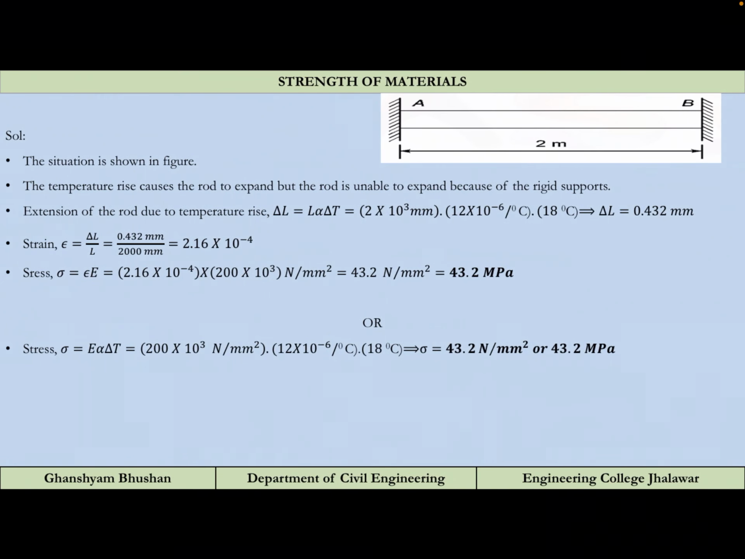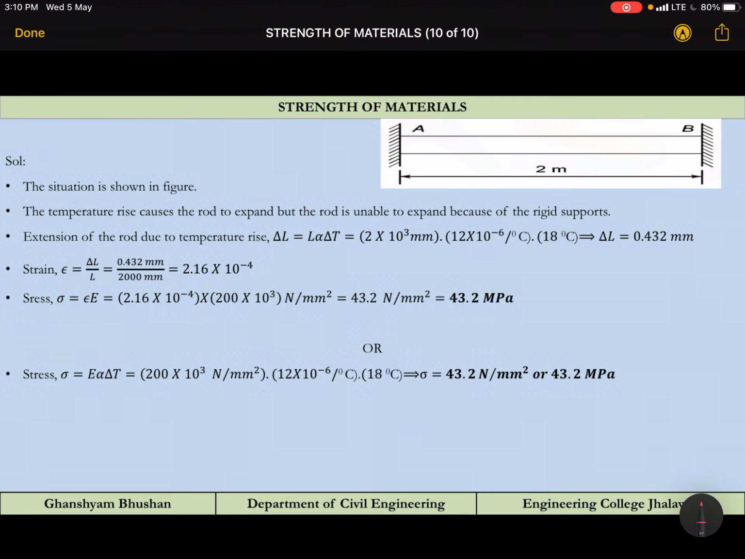This is the diagram where both ends are fixed. 2 meter is the length. Temperature is raised by 18 degrees Celsius. We have to find the stress generated. Directly we can calculate E alpha delta T, put in all the values, and you will get 43.2 MPa. Or indirectly, if we calculate the strain first and multiply it by E, you will also get the same value. In this manner you can calculate the value of thermal stresses.